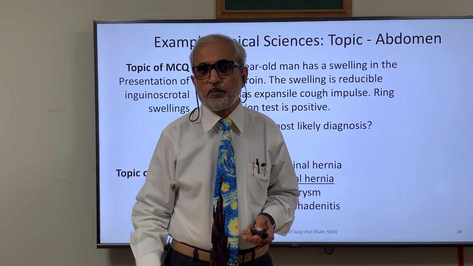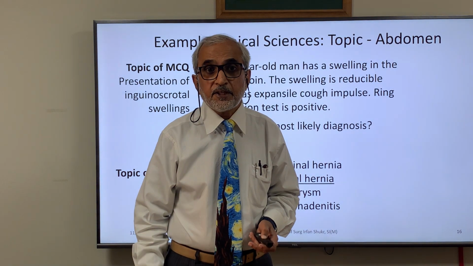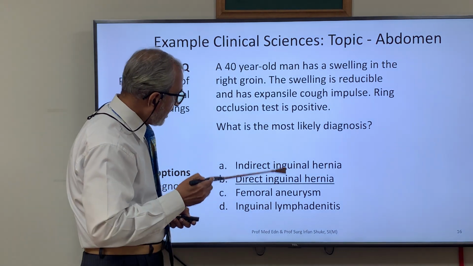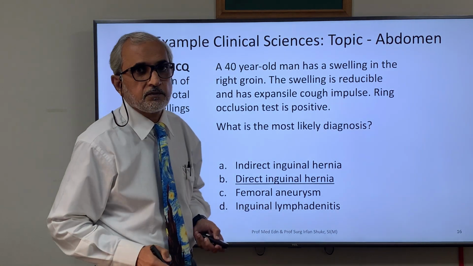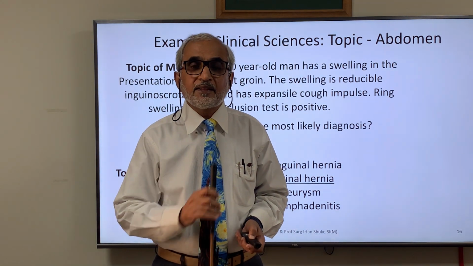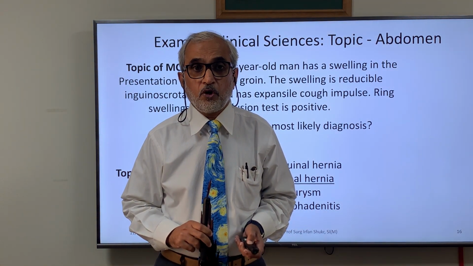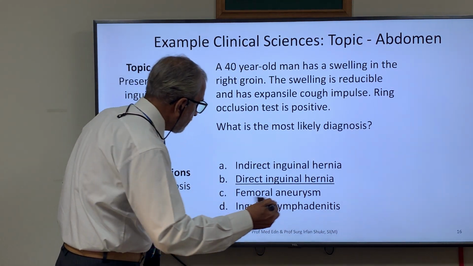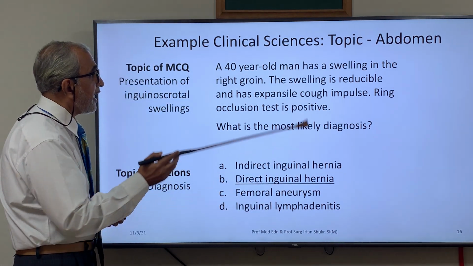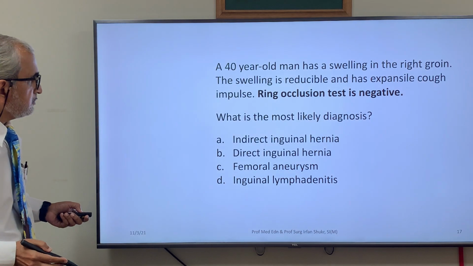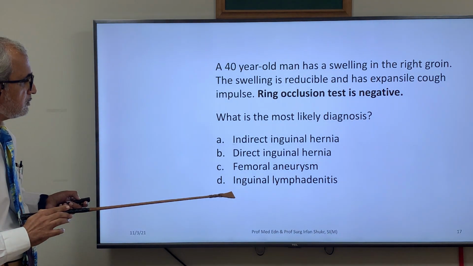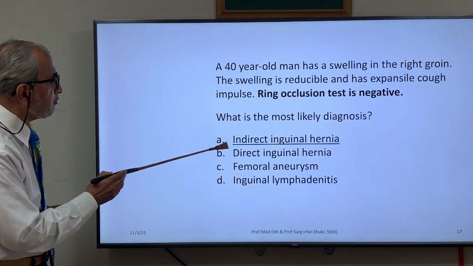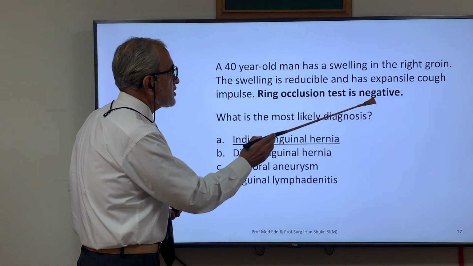I have thought in a totally opposite way. I have not first written an MCQ stem, then written the correct answer, then filled in the other options. No, that is not a good way. This is an excellent model, because once you have done that, you choose another option as correct, and change the statement accordingly. For example, it is the same MCQ. I have chosen this one, indirect inguinal hernia is correct. The only change I have brought in the stem is that the ring occlusion test is negative.